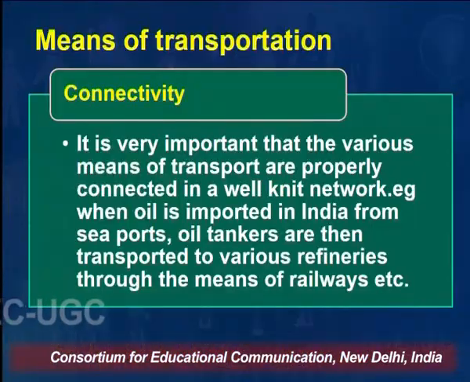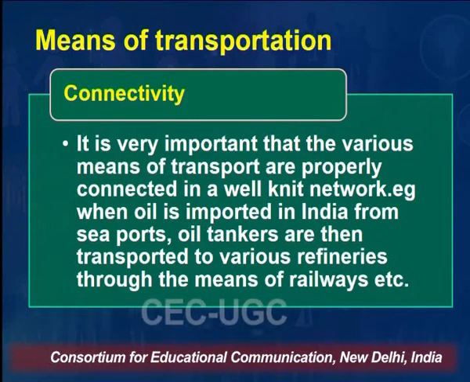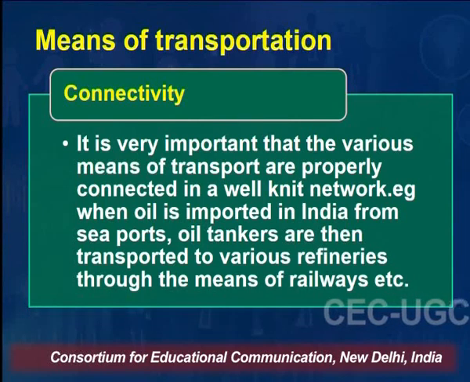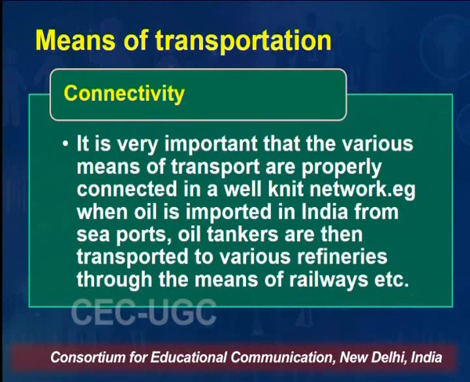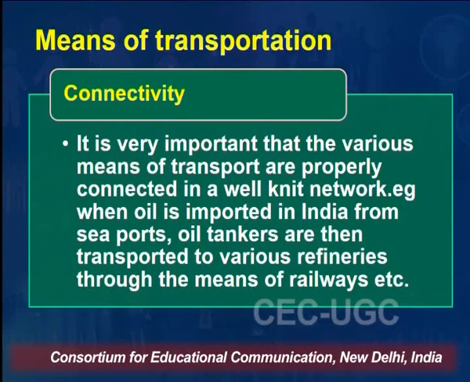So therefore, you have to see availability of the labor, and labor laws are also important. What are the labor laws? Connectivity we have been talking about. That connectivity should be connected with proper transportation. For example, in this slide it's written that it's very important that the various means of transport are properly connected in a well-knit network. For example, when oil is imported in India from seaports, oil tankers are then transported to various refineries through the means of railways, etc. So we need multimodal transport.